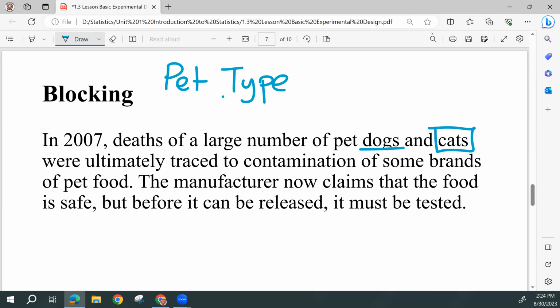Then we would take some cats and randomly assign some of the cats to the food we know to be safe, and the other cats would go to the newly formulated food. Then we'd compare their results. We wouldn't necessarily want to compare the results of dogs eating these foods to cats eating these foods, because there could potentially be some issues still with either the dog food or the cat food, because they eat different types of foods. And so that would be a reason to block, so that we didn't get our results confused because the two different types of pets have something different happening.